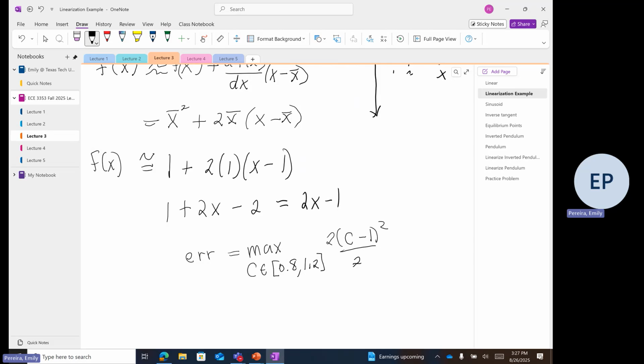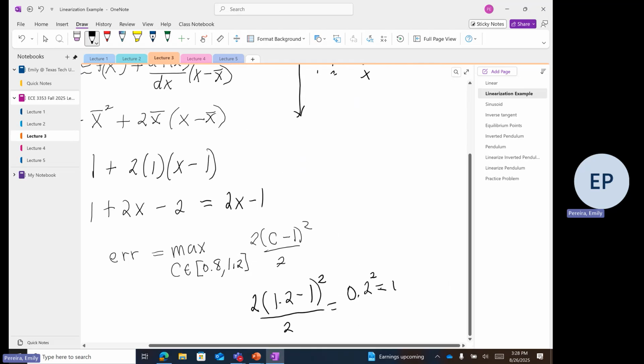And so 2 times 1.2 minus 1, squared divided by 2 is 0.2 squared. So the error is bounded by 0.04. It's going to be less than or equal to this.